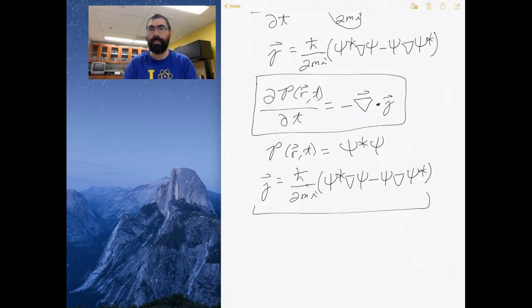So I'll stop the video here, and in the next video we'll go over one of the exercises in Shankar's book, where we deal with a potential energy that is complex, and that has a real part and an imaginary part.